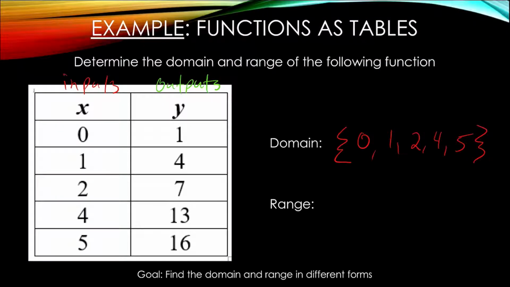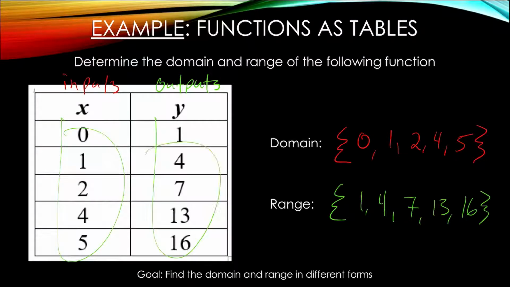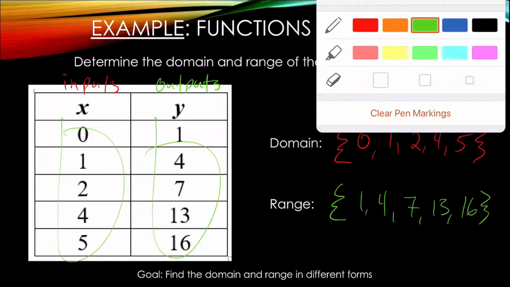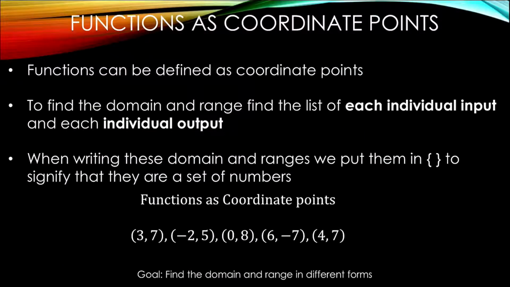And then my range is simply all my outputs that exist: 1, 4, 7, 13, 16. I'm just simply looking at inputs and outputs. Okay, functions as coordinate points. Same exact thing. We're looking at which inputs exist, which outputs exist.